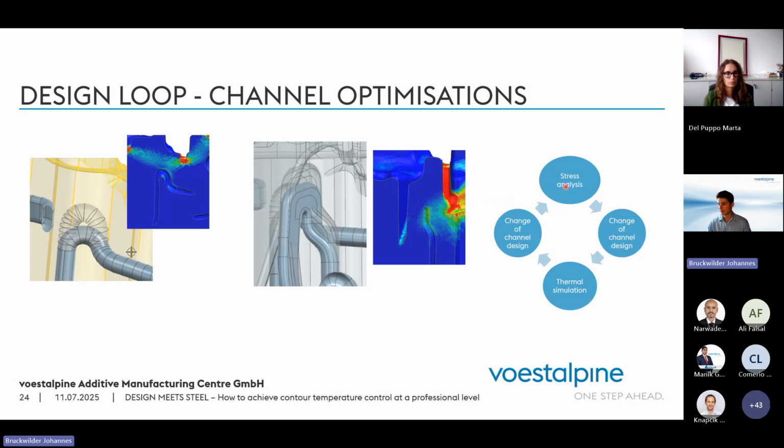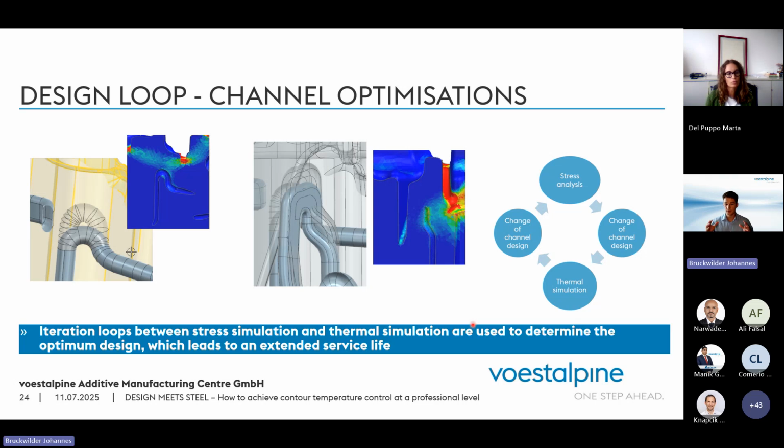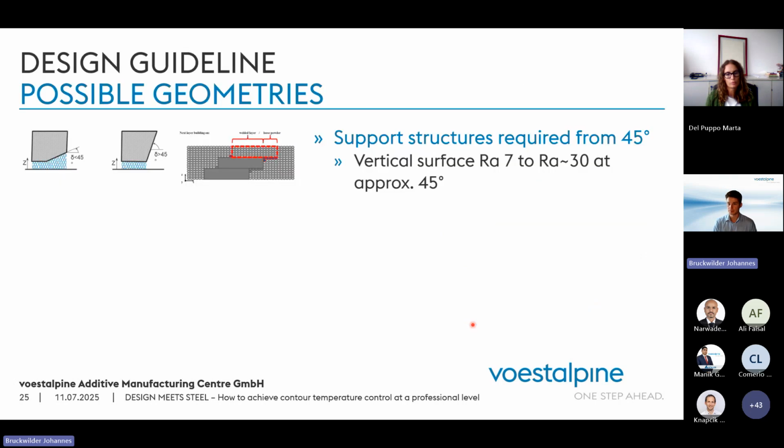How we do it: we do a stress analysis, then some minor changes. Here you see some minor changes of the channels. We do again a thermal simulation, adapt the channel design, and these are several loops. Sometimes it's 2, sometimes it's 5, depending on how complex the channel geometry and the part geometry are. But with the loop iteration, we get an extended service life with our solutions. That's, besides the premium powder, a very important factor in the design.